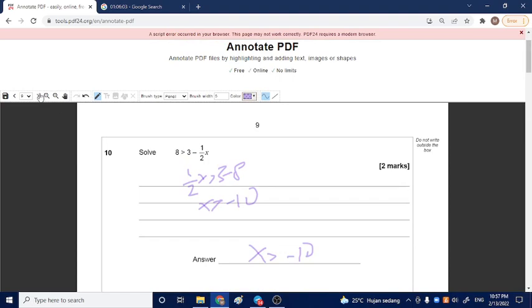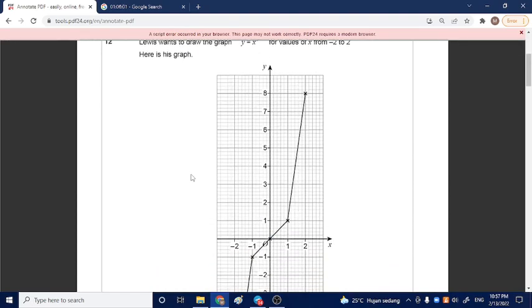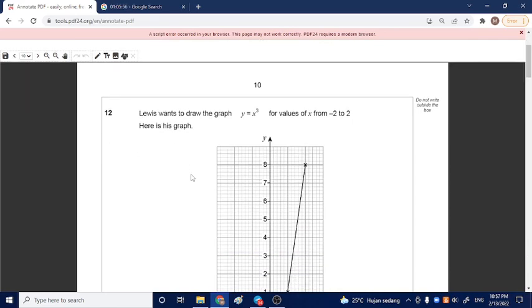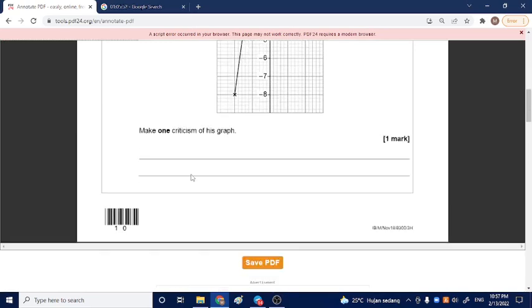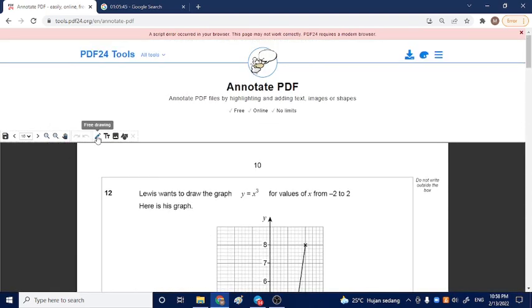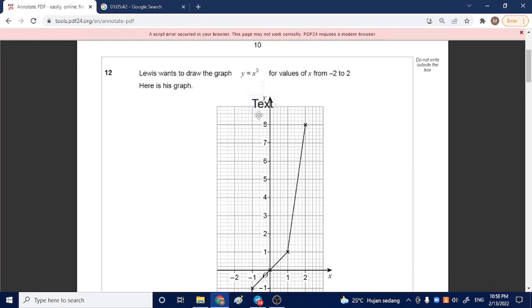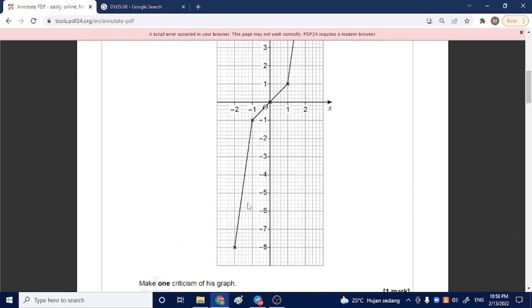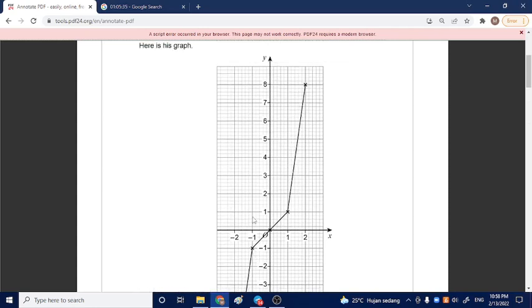That's it. Next. Okay, we're almost half an hour in. Wants to draw the graph. Here is this graph. Make one criticism of the graph. What should I say? It's not curved. The problem here is like the gradient is not constant. It's not linear and straight.